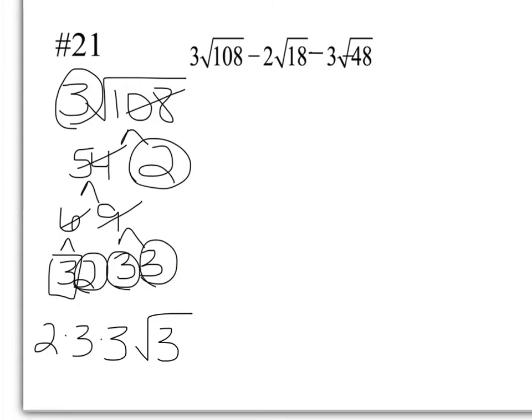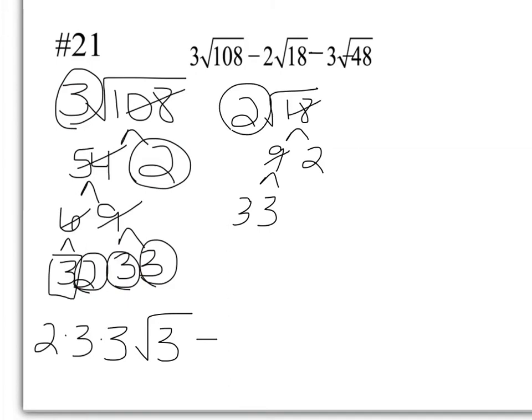Okay, now let's just go ahead and write minus so we don't get mixed up later. Now I've got 2 square root of 18. 18 is 9 and 2, and 9 is 3 and 3. Okay, so I've got this 2 that's going to be out front, and then I've got 2 3s, so that brings 1 3 out front, and then I've got a 2 left, so it's going to be the square root of 2.